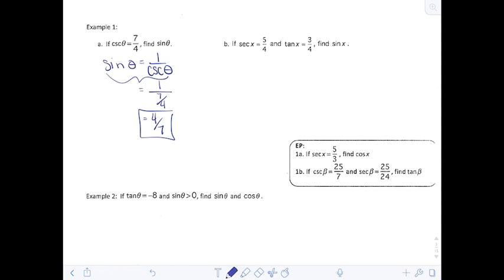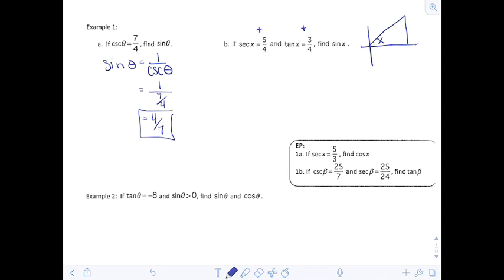Okay, in letter B, if the secant of x is 5/4 and the tangent of x is 3/4, find the sine of x. So I know that the secant is positive, and that's the reciprocal for cosine. I know that tangent is positive, and so the only place where cosine is positive and tangent is positive is going to be in the first quadrant. So because I have these ratios, I'm going to draw a first quadrant angle, and I guess we'll call this x instead of theta for right now.